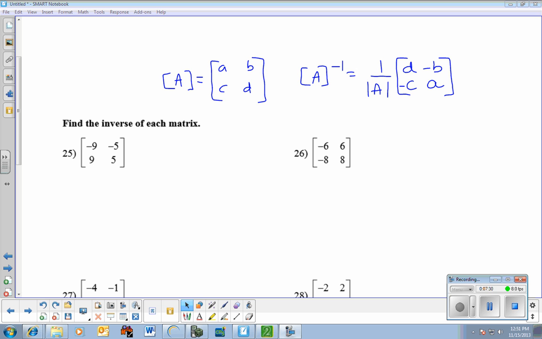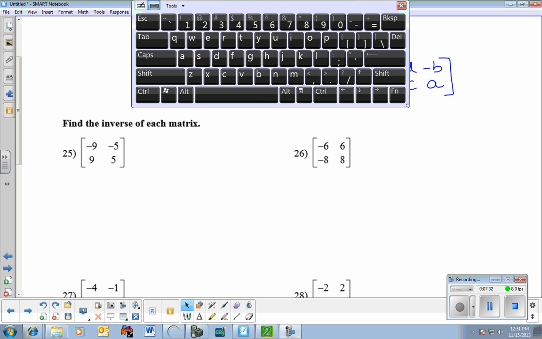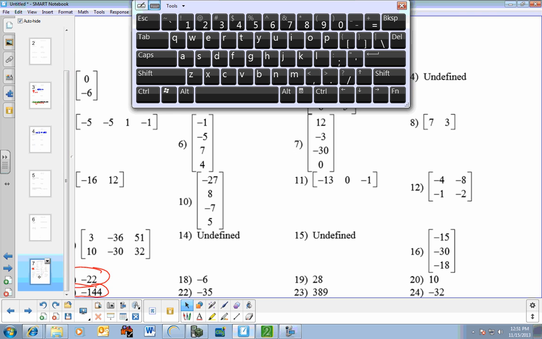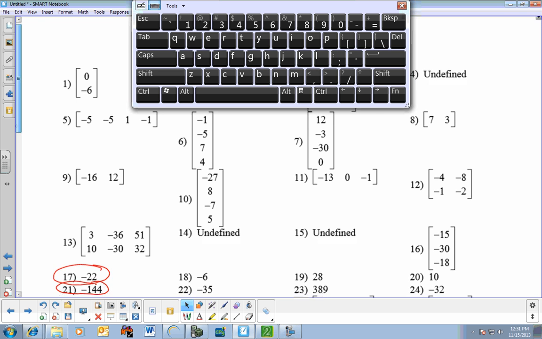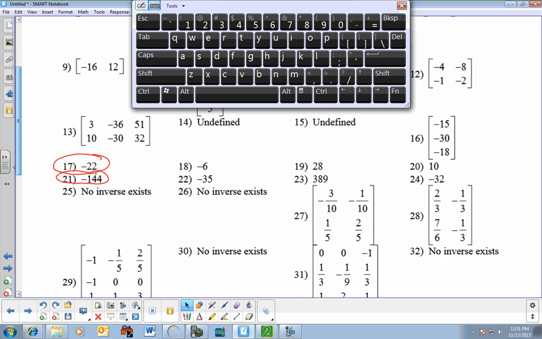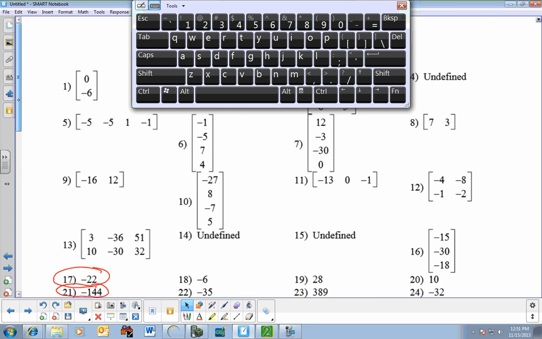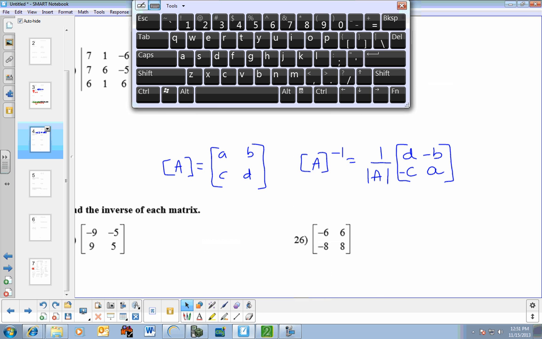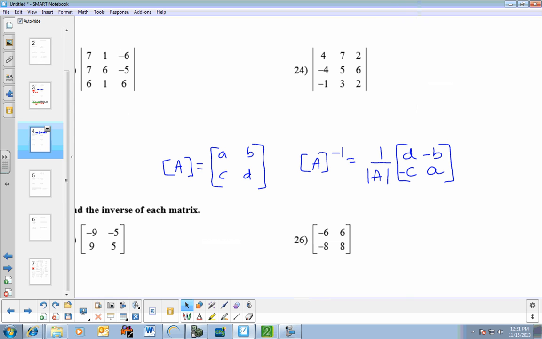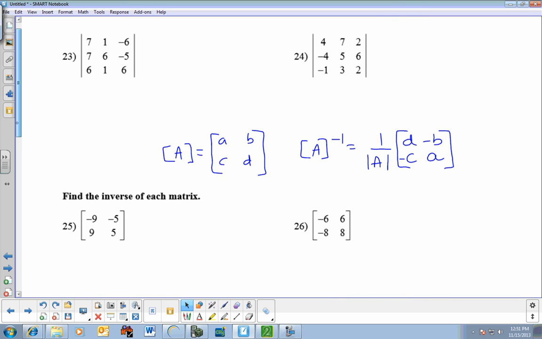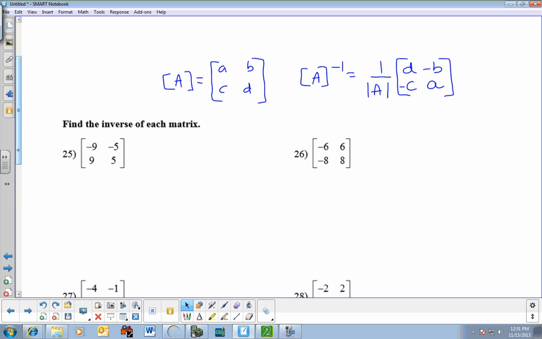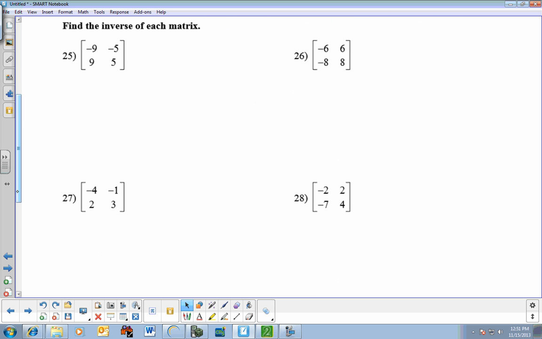Let me make sure I give us one that has an answer. All right, looks like 27 and 28 have answers. Let's do one of those. As you can tell, if your determinant happens to be 0, then your inverse is not going to exist because you would have to do 1 over 0, and that's not okay.